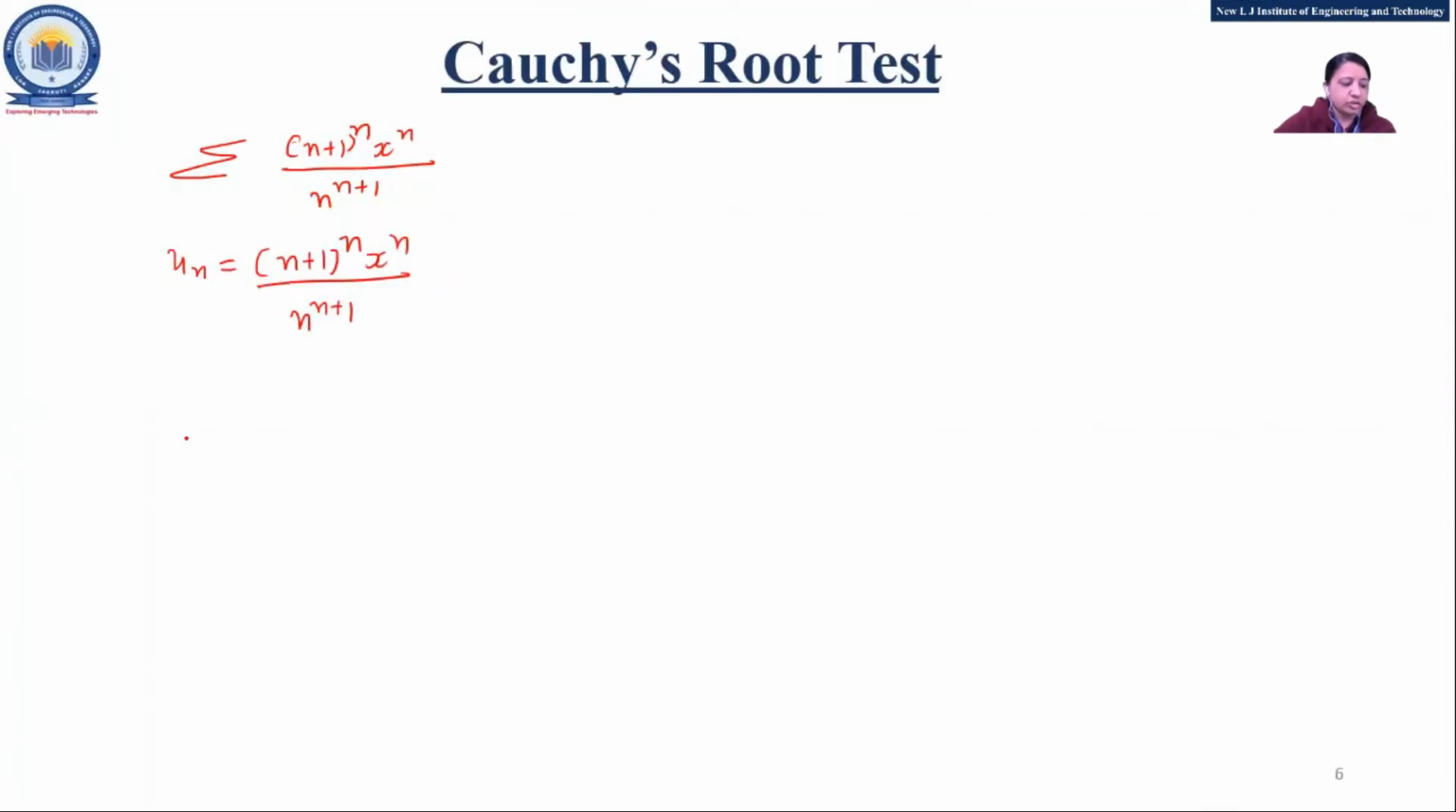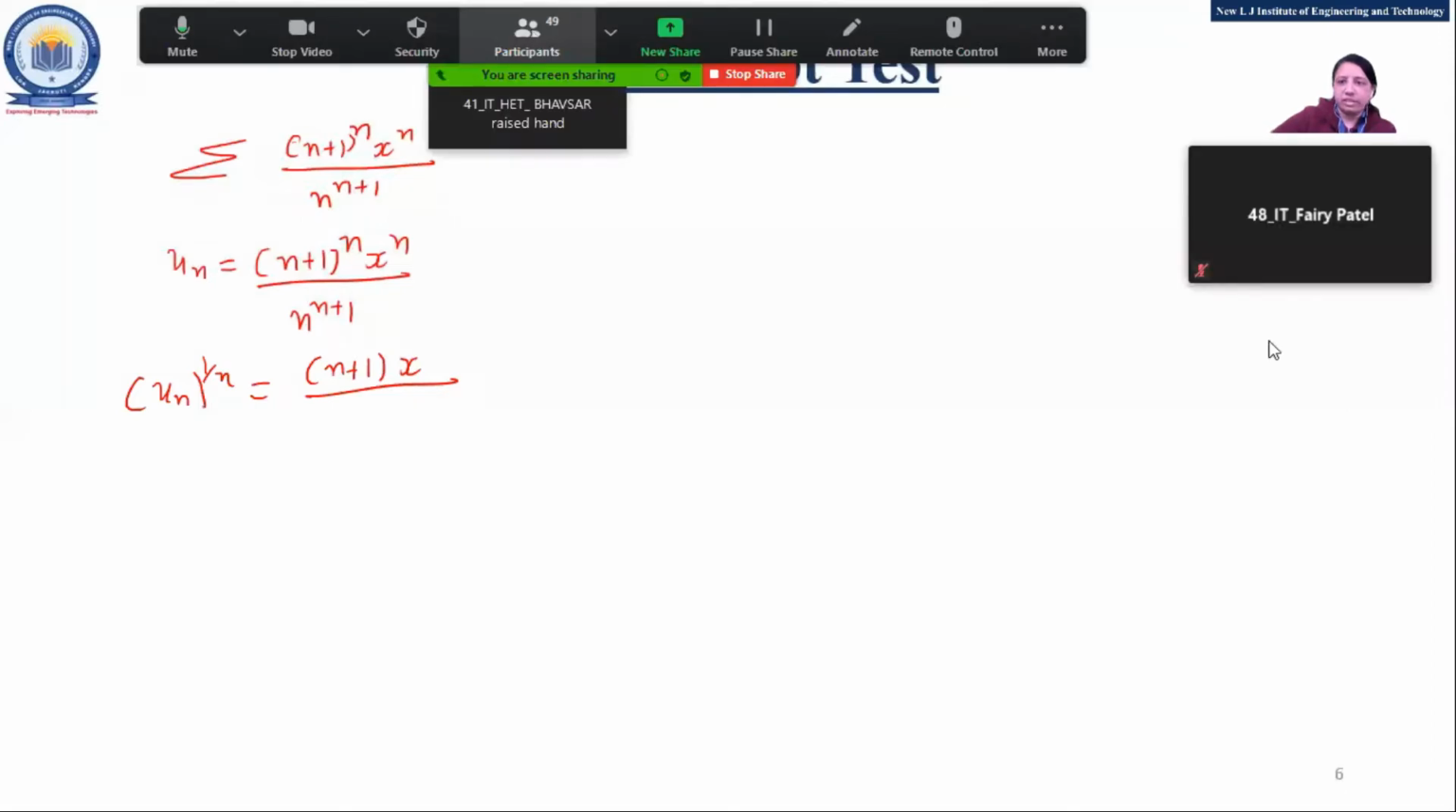So now what should be un raised to 1 by n? That you are supposed to tell me. Un raised to 1 by n, simple. This is 1 by n, so cancel out. This is 1 by n, cancel out. So this is simple: (n plus 1) into x. Now upon, what do I need to write here? n raised to n plus 1 is given. Now you just need to multiply that power with 1 by n.